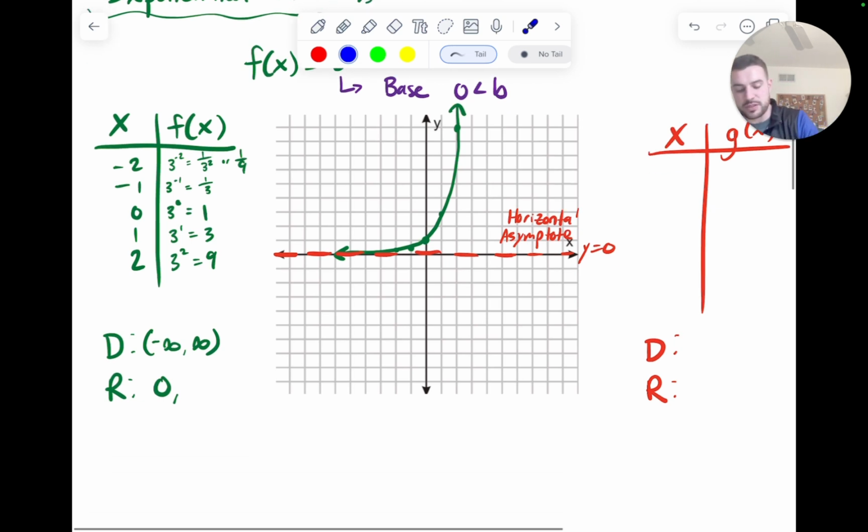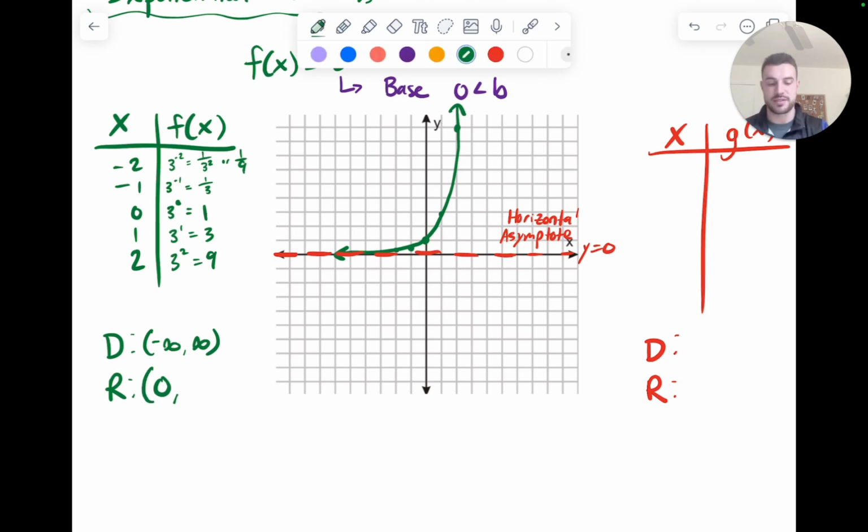So we've got 0, and 0 doesn't get to be included because we never officially get there. And then as we can see, we also end up moving all the way up, which is going to approach infinity. Now, the nice thing about exponential functions is their domain is always negative infinity to infinity.